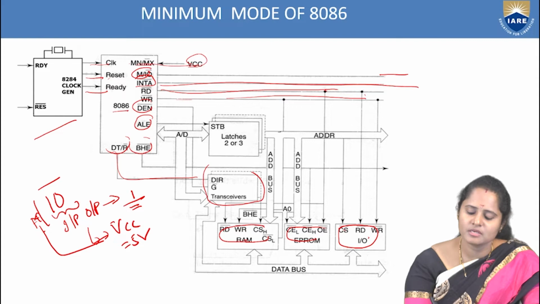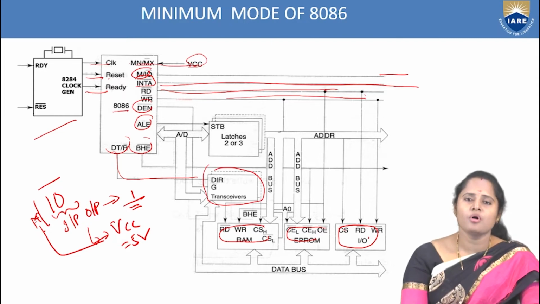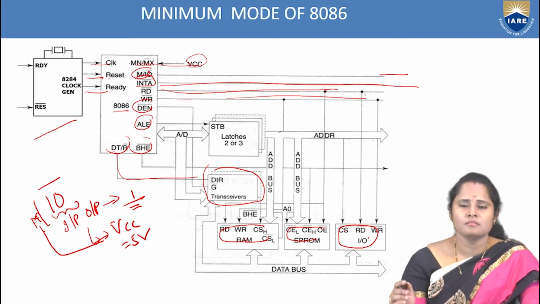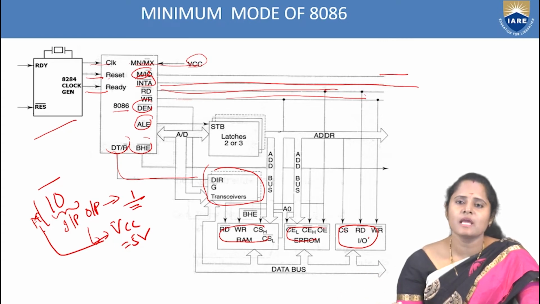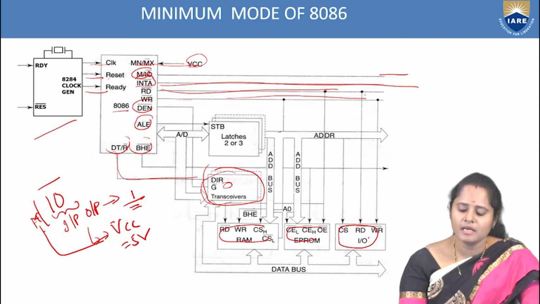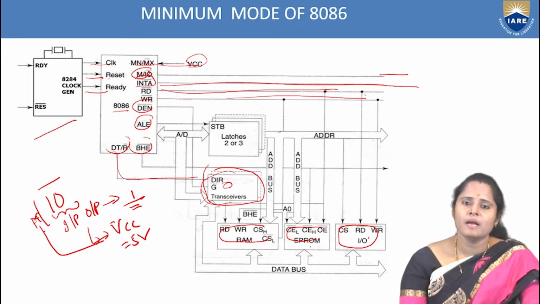and data transmit and receive is directed by using a transceiver. So the transceiver shows you how the direction of the data is transmitted, either it is done for transmission or for reception. The direction is given by DT by R bar to this transceiver. So the transceiver decides which data, connected to it either the RAM or ROM or IO devices you are working with, I need to transmit or receive. That is done by using this transceiver.